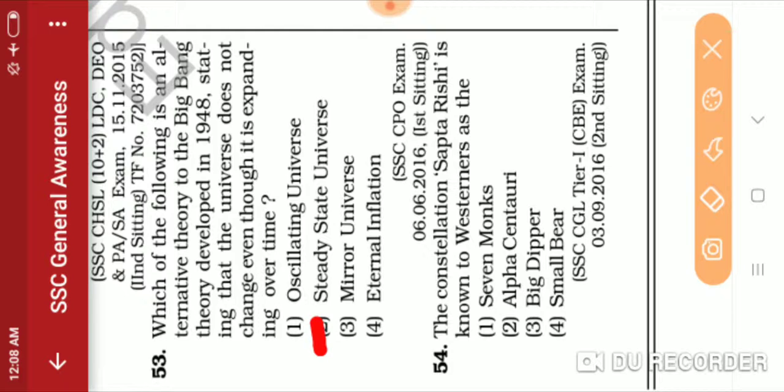Next question. The constellation Saptarishi is known to the Western world as the Big Dipper. By the name Big Dipper they refer to Saptarishi. Next question.